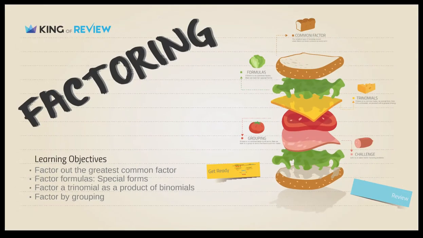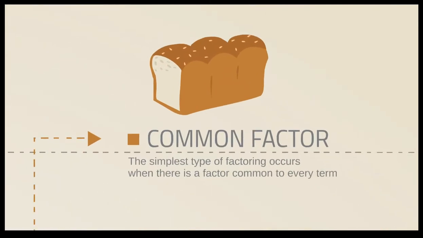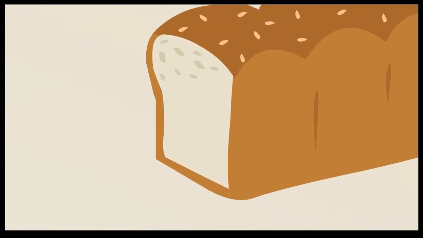What is the first ingredient in a sandwich? It's obviously bread. Let's look at the bread. Okay, the first one is common factor. The simplest type of factoring occurs when there is a factor common to every term. Factor out the greatest common factor. Let's have an example. Whenever you factor, please check if there is a greatest common factor. So, we're going to find the GCF of each term.